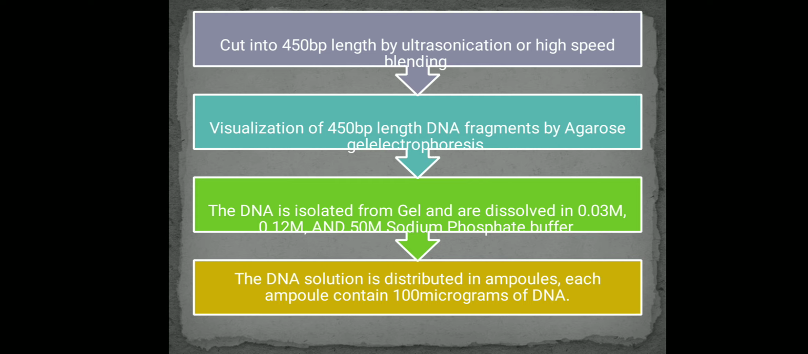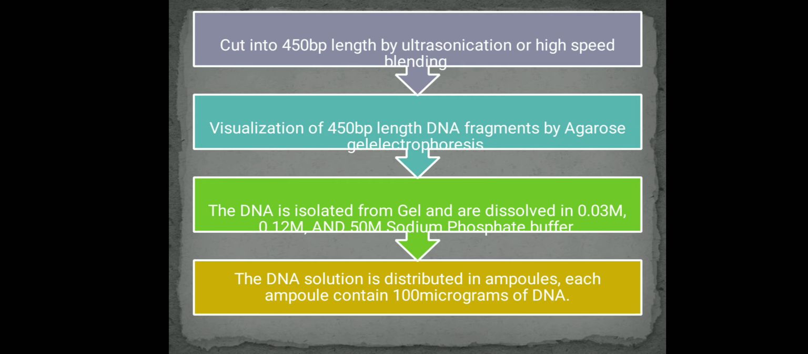After visualizing, you have to extract the DNA from the gel. You're going to take the DNA sample from the gel and dissolve it in a buffer solution. What is the buffer that you are using here? Sodium phosphate buffer. So you're collecting the DNA in the sodium phosphate buffered solution. You can use any molarity solution, but the preferred is 0.03 molar. So you're going to collect the DNA in 0.03 molar sodium phosphate buffer.